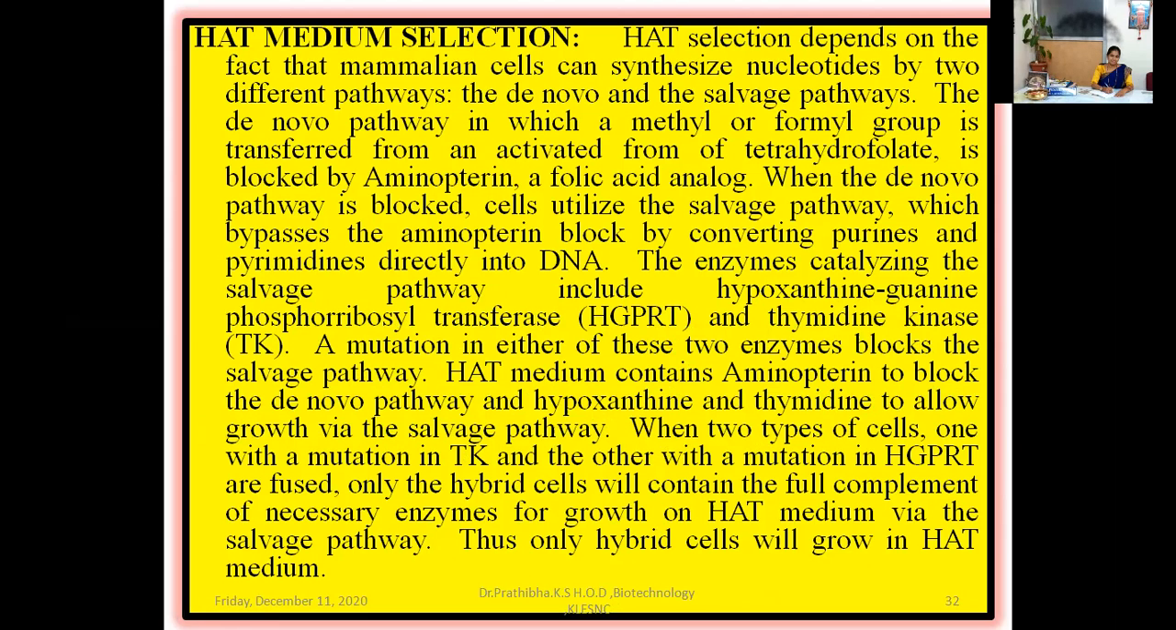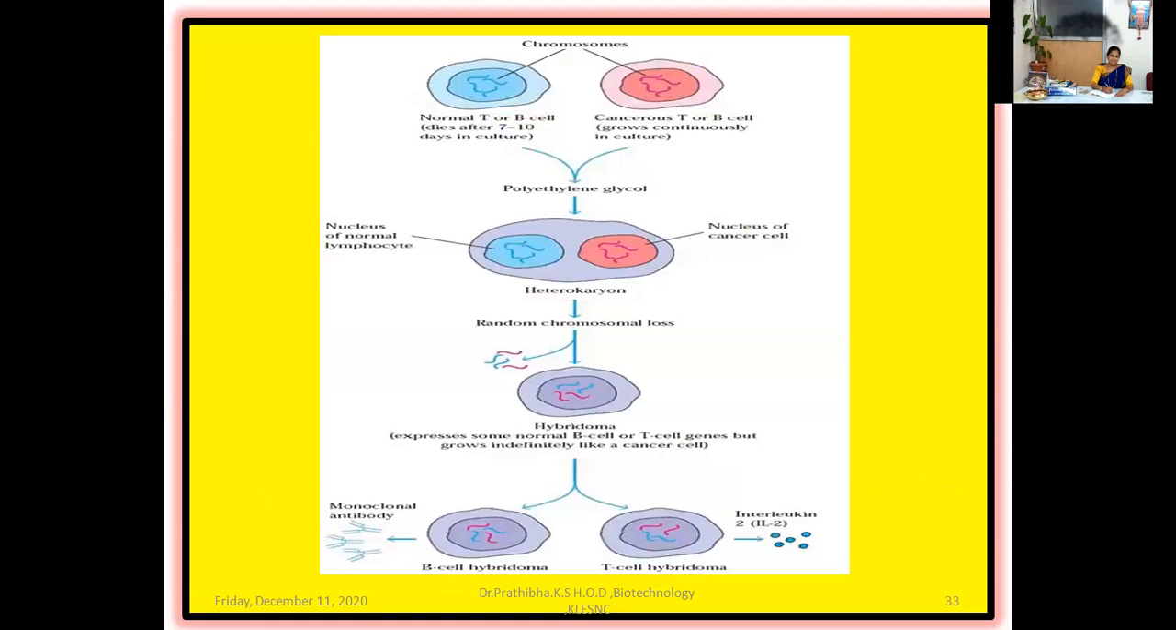HAT medium contains aminopterin to block the de novo pathway, and hypoxanthine and thymidine to allow growth via the salvage pathway. When two types of cells, one with a mutation in TK and the other with a mutation in HGPRT, are fused, only the hybrid cells will contain the full complement of necessary enzymes for growth on HAT medium via the salvage pathway. Thus, only hybrid cells will grow in HAT medium.